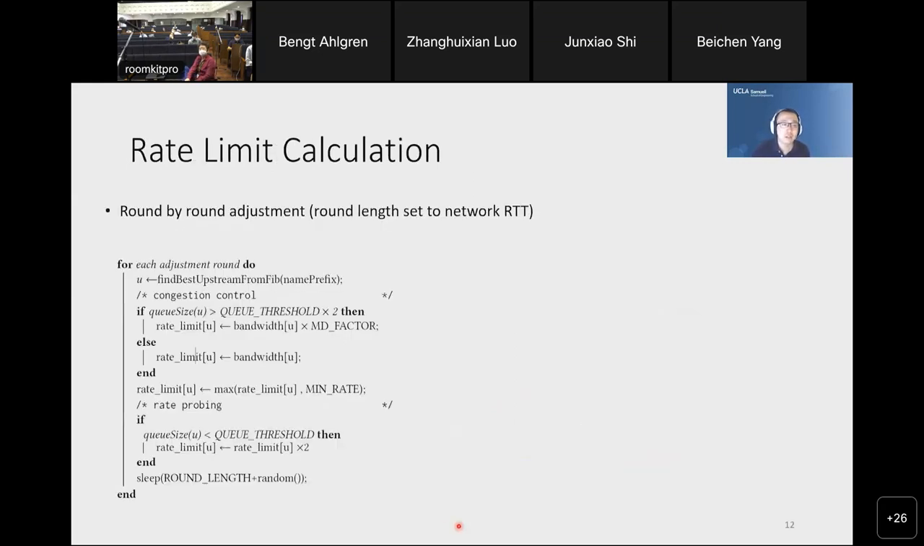Based on the measured upstream capacity and the queuing feedback, we can build the rate limits to control congestion. There are two parts to the rate limit. The rate limit calculation is done on a round by round basis. For each round, we check if the current upstream queue size is above a threshold. When that's the case, we avoid congestion by giving up a portion of the available bandwidth. Otherwise, we can send as fast as the available bandwidth. However, if the upstream has a very small queue size, it could be underutilized. To avoid this situation, we relax the rate limit on this upstream to increase the network throughput. The first part is called congestion control, and the second part is called rate probing.